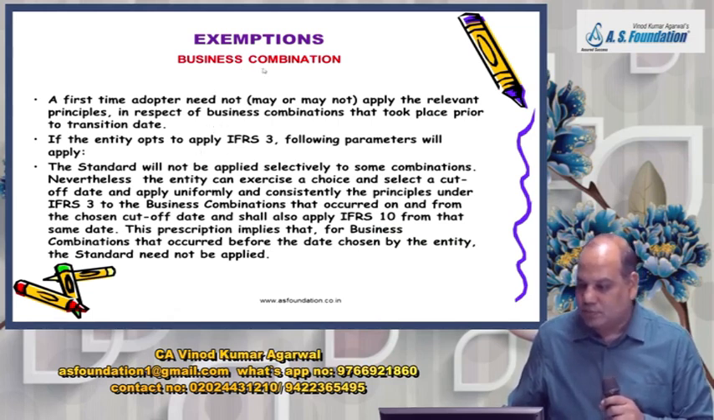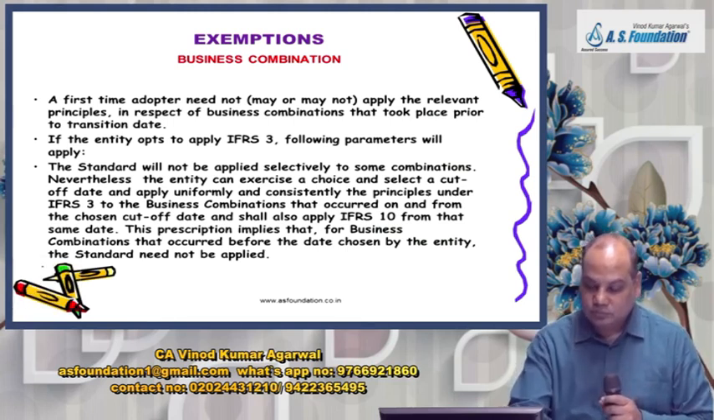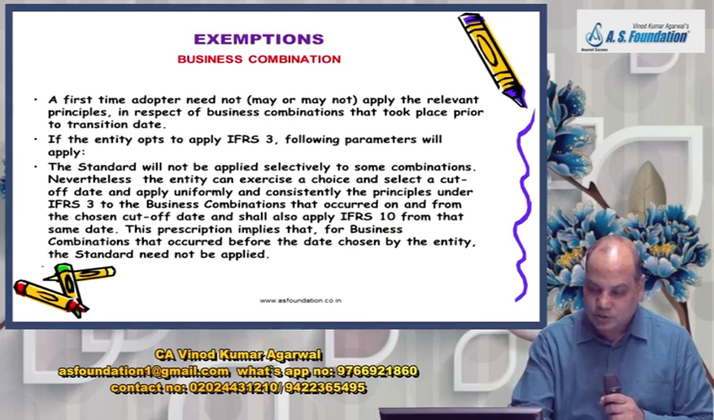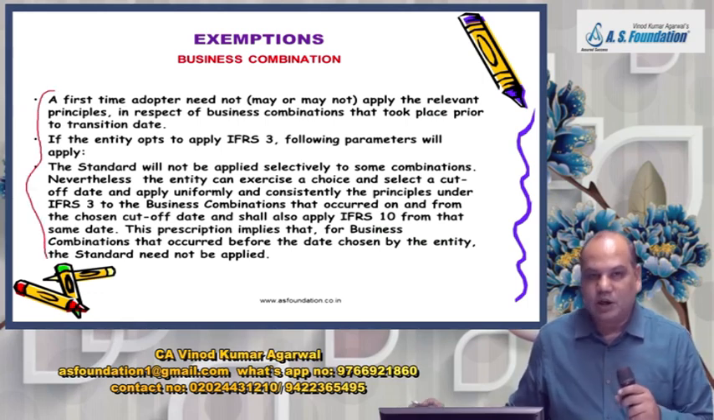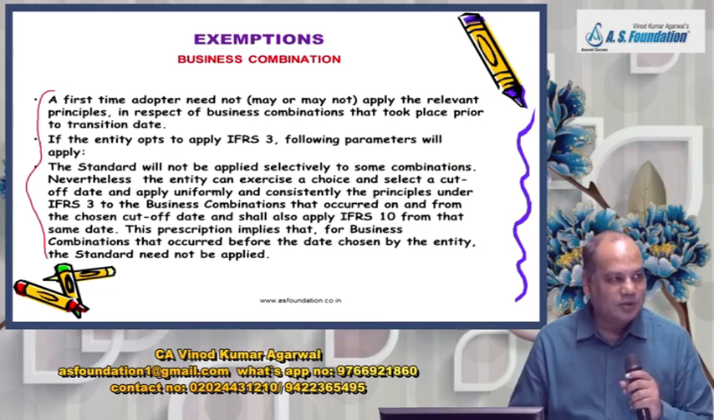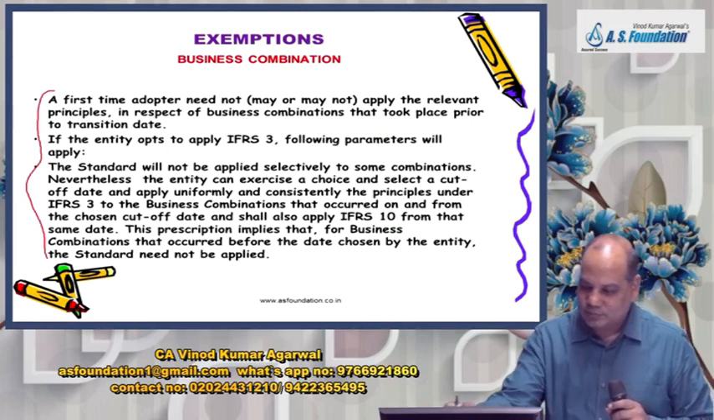So what is the exemption here? To put it in simple words, you don't need to apply business combination effects retrospectively, because one can understand how much time, cost, energy, effort will be spent. Companies might be doing business acquisitions since the last 15-20 years. So then you choose a cutoff date.